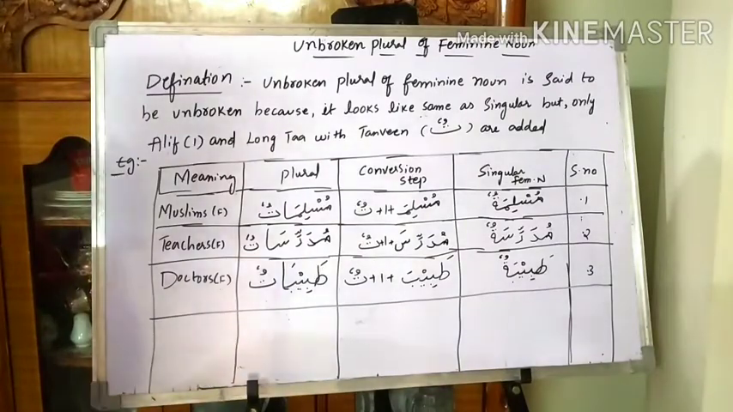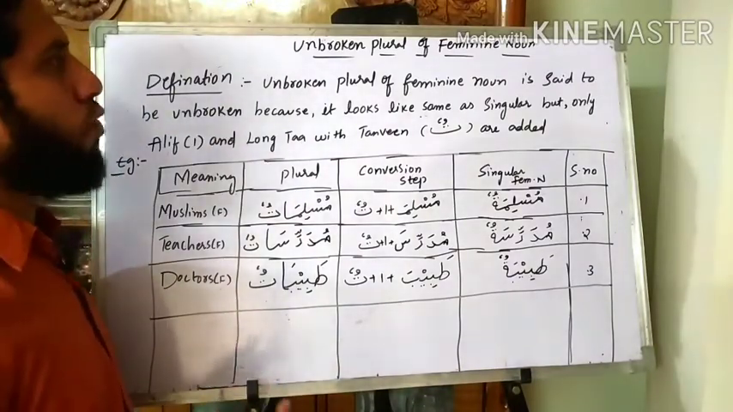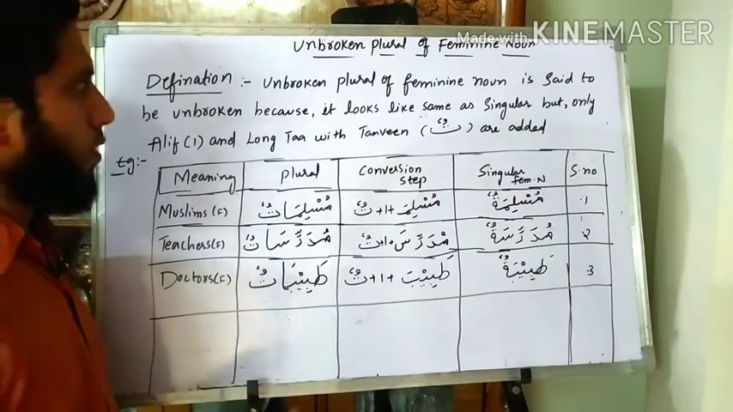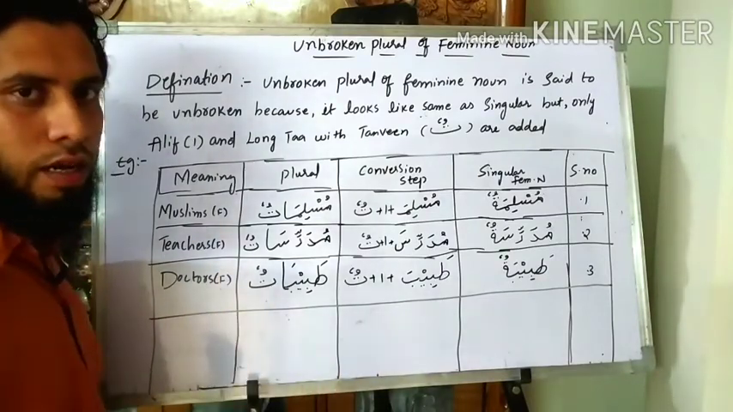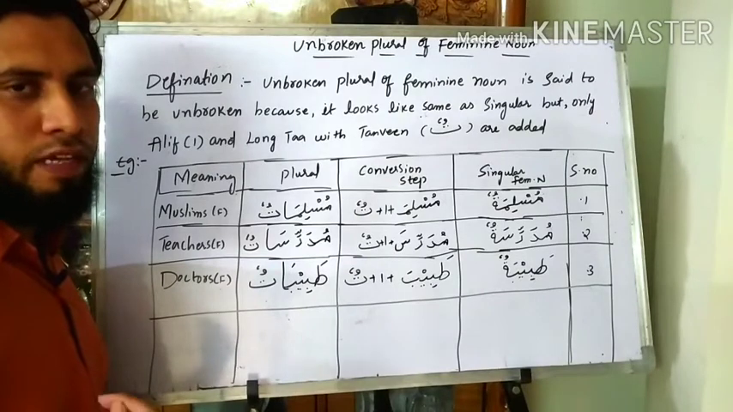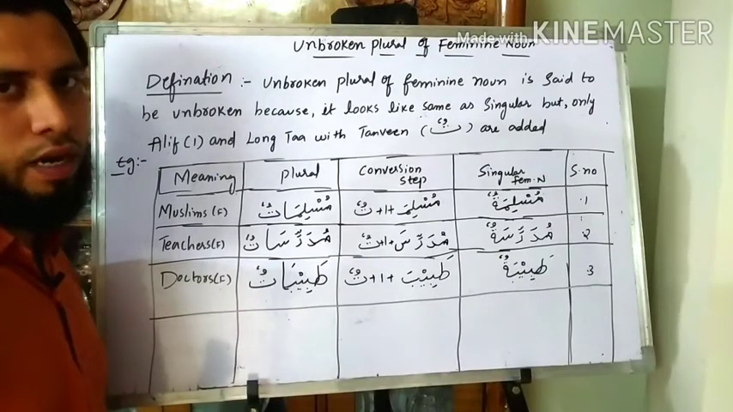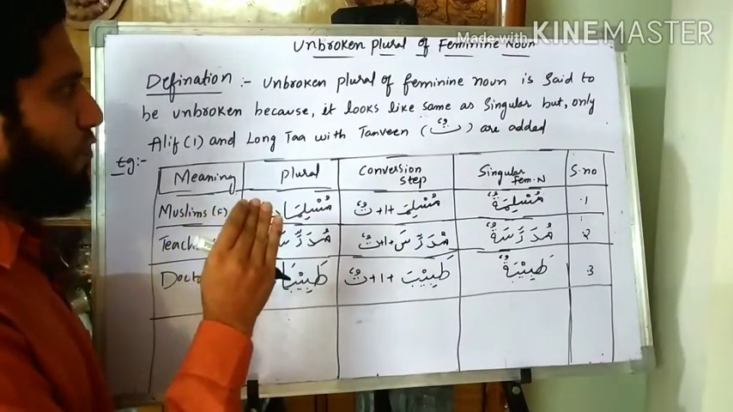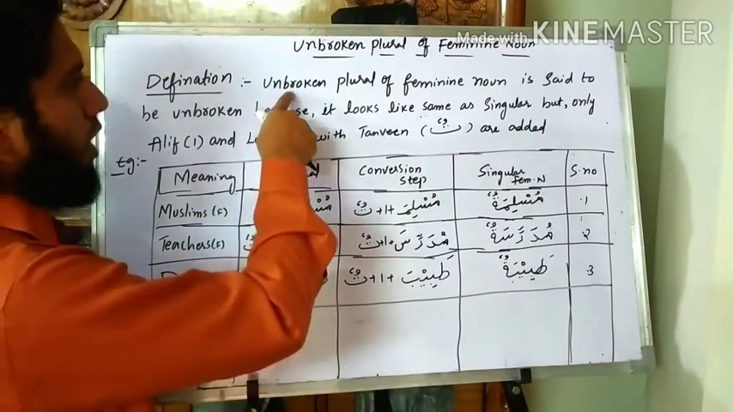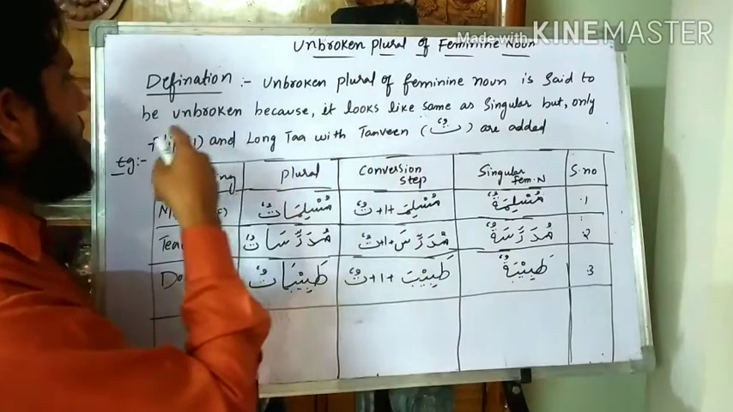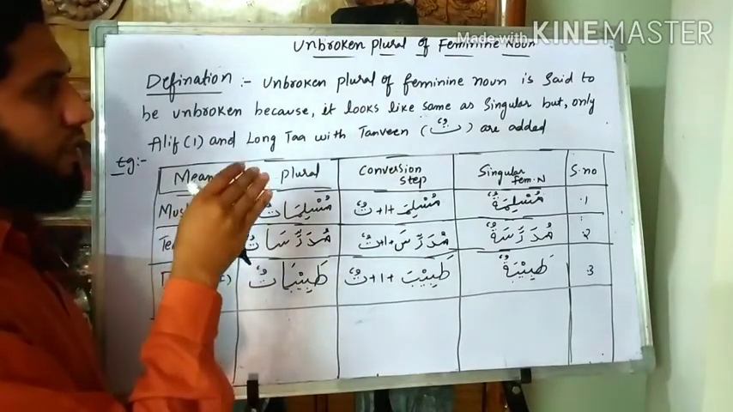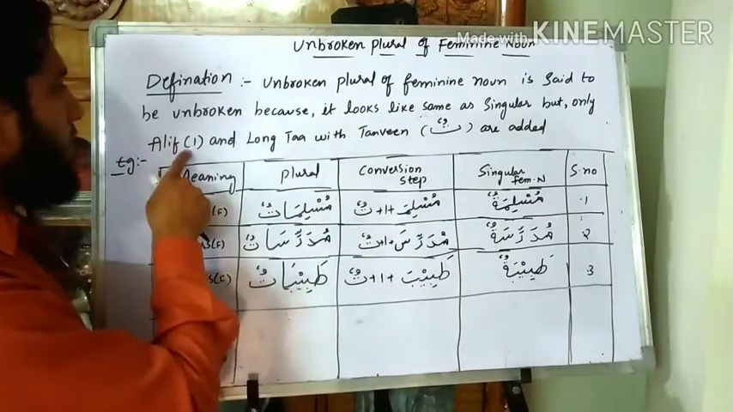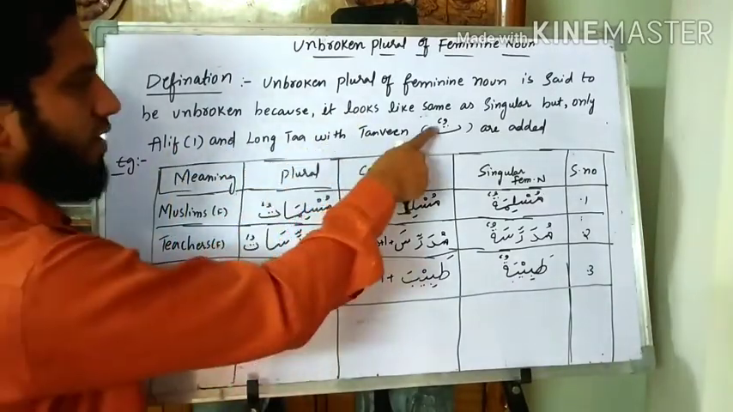Now you can see the definition of the unbroken plural of feminine noun. Why it is said unbroken, as we discussed in the plural of masculine, similarly, almost the definition is same for feminine noun also. So you can say unbroken plural of feminine noun is said to be unbroken because it looks like same as singular, but only alif and long ta with tanween are added.